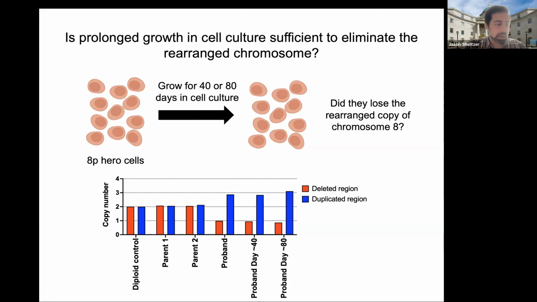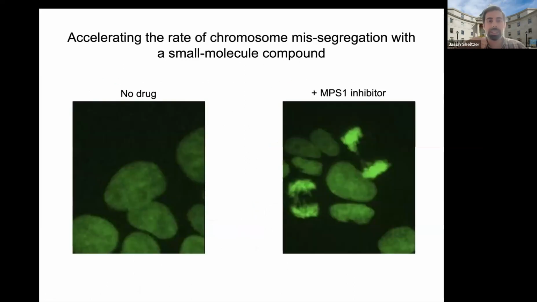The second approach that we have started to take is to try to accelerate the rate of chromosome mis-segregation with a small molecule inhibitor.